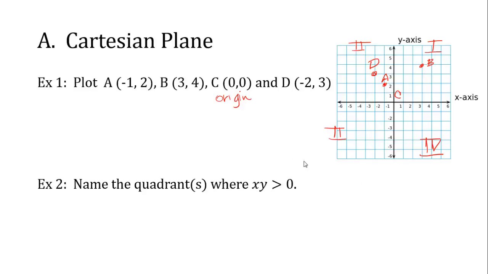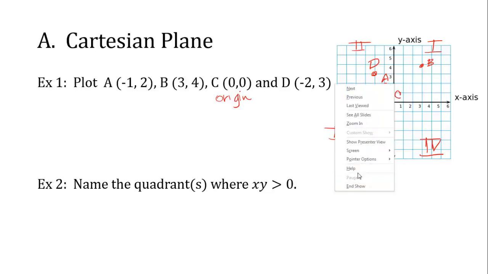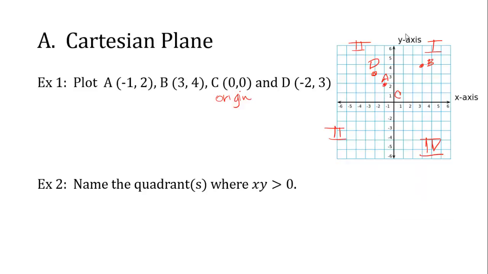Now, naming the quadrants where x times y is greater than 0. What you need to think about there is the signs of your x and y coordinates. Okay, so let's just review this. Over here in quadrant 1, your x's are positive, your y's are positive. In quadrant 2, your x's are negative and your y's are positive. Quadrant 3, x's are negative, y's are negative. And in quadrant 4, your x's are back to positive and the y's are negative.